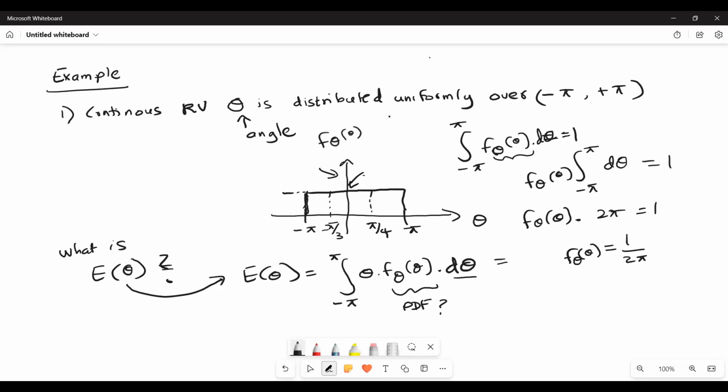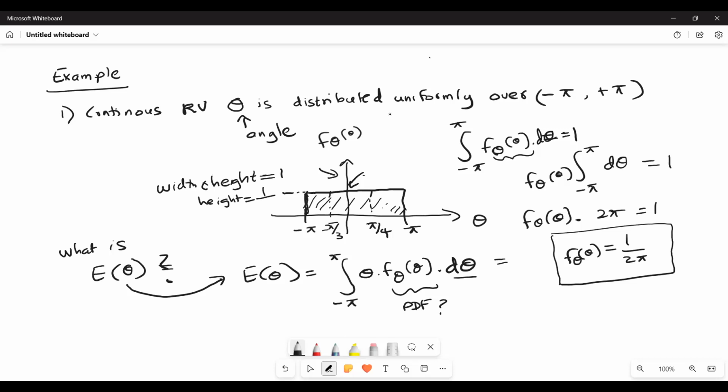Do you have any questions? This is one way of finding it, or else you can just use mathematics to find the height of this function. The area under the curve will be width times height, and the height is what we are trying to find. Width times height equals 1, so the height is 1 over width. Width is 2 pi, so the height f_theta(theta) is 1 over 2 pi.